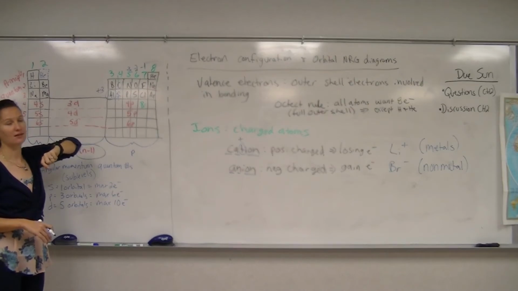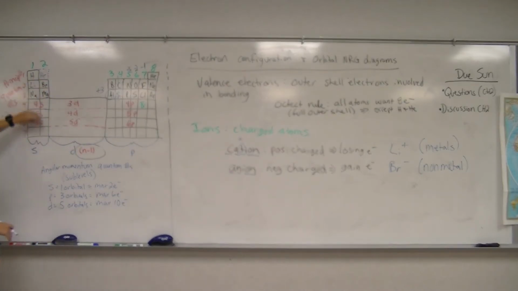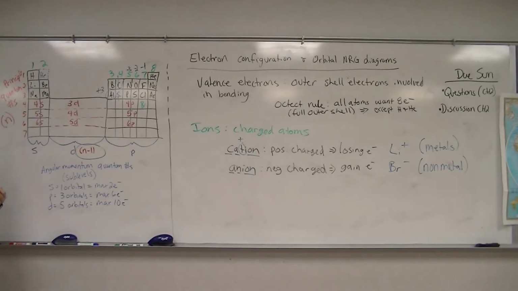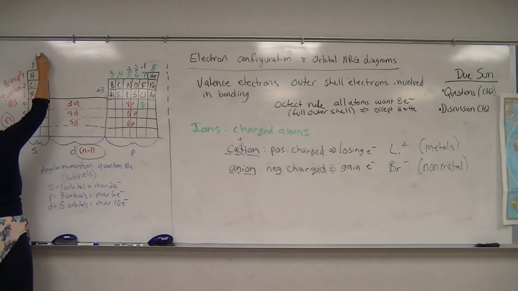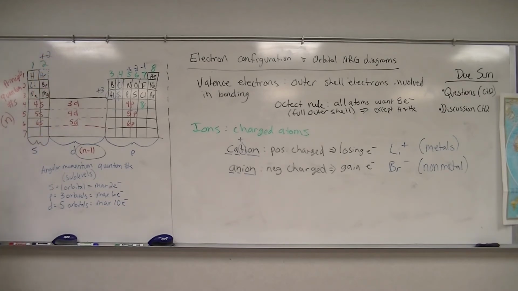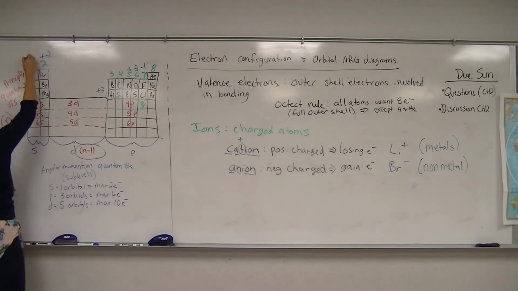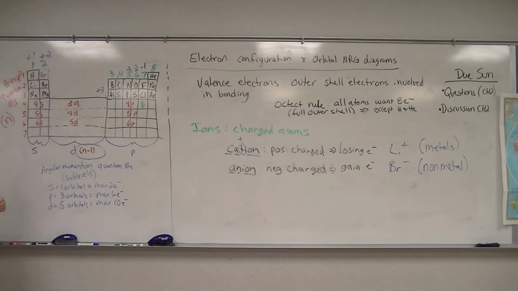So when we get to the alkaline earth metals, they have 2 valence electrons. So how many do you think they're going to lose to get to a noble gas state? They're going to lose 2 to become a +2 cation. Alkali metals, +1.